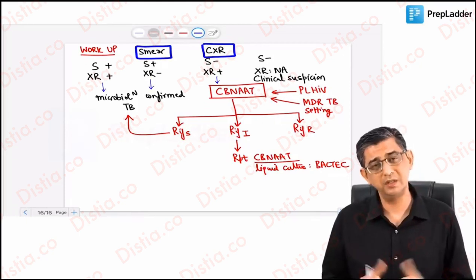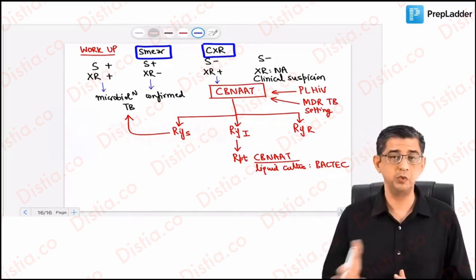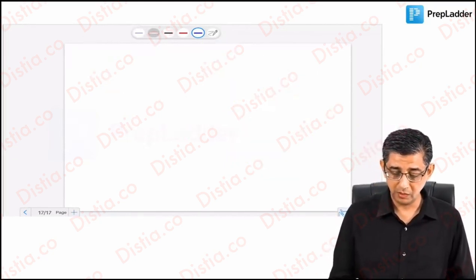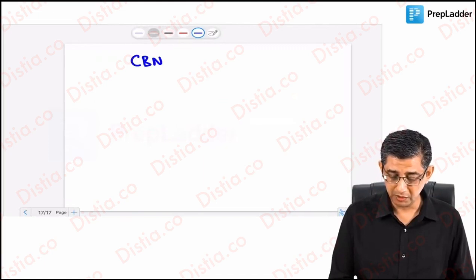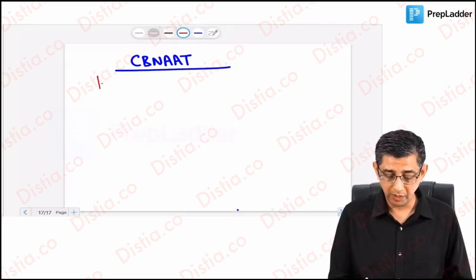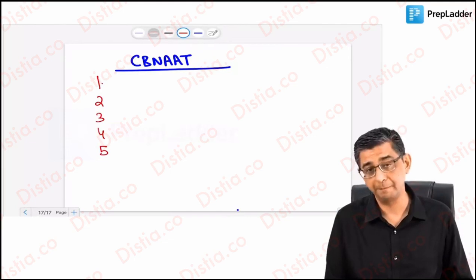If sputum is positive, then there are absolutely no problems. It is sputum negativity where CBNAAT per se will have a role. So let us now summarize what the conditions and scenarios are, and I'll add to what I've just told you. Some of the scenarios I've already told you, but over and above this, I will add some more points where CBNAAT should be ordered.